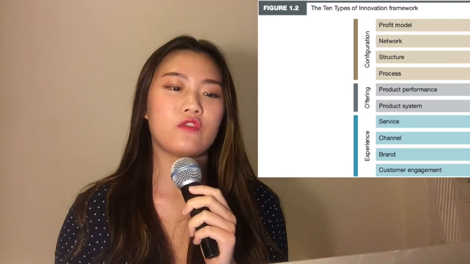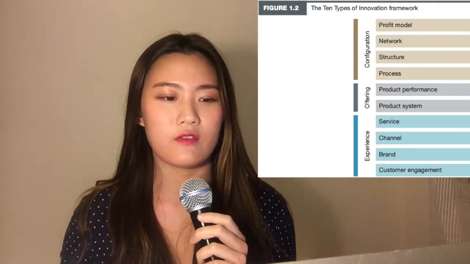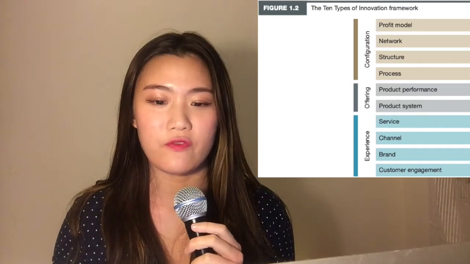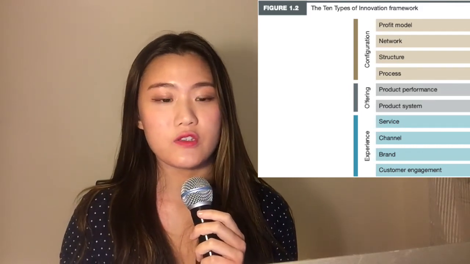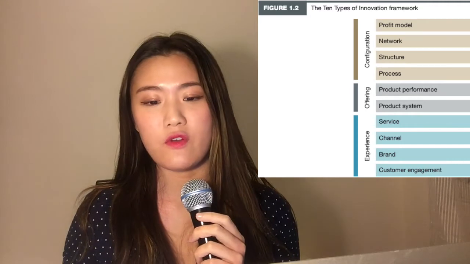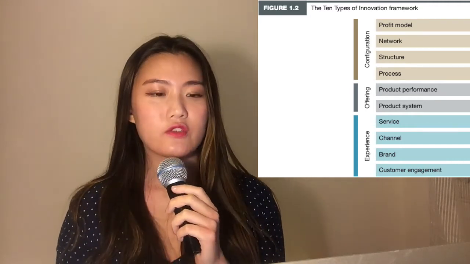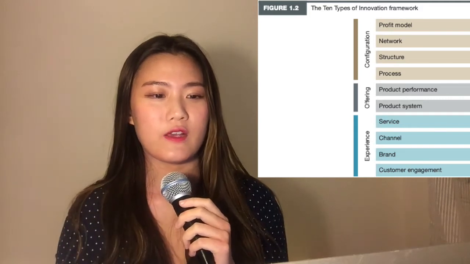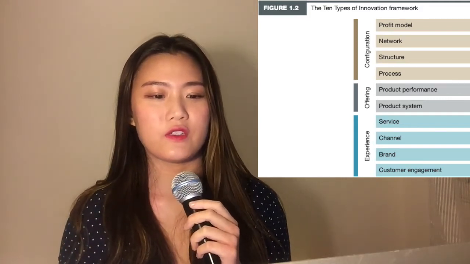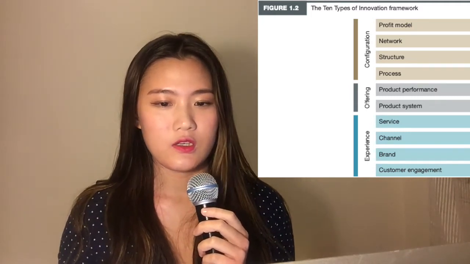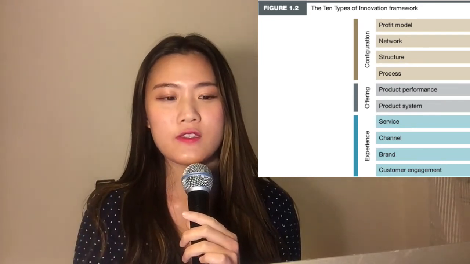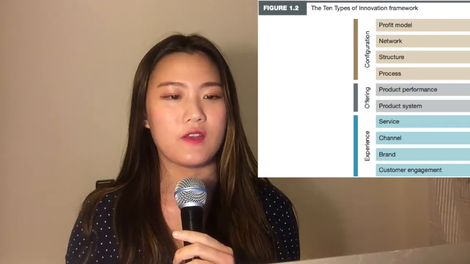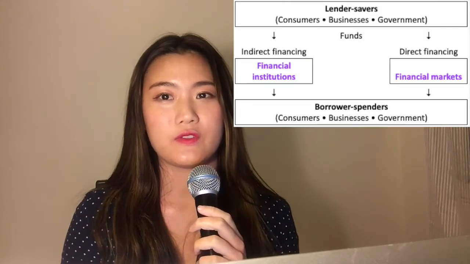And these other 7 to 10 are under experience. So service, how the company supports and amplifies the value of its offering. Channel, how the company delivers its offerings to customers and users. Brand, how the company represents its offerings and business. And customer engagement. So profit model, network, structure, process, product performance, product system, service, channel, brand, and customer engagement. From the beginning, number 1, profit model, is more internally focused, whereas number 10 is customer focused. That was the innovation framework.